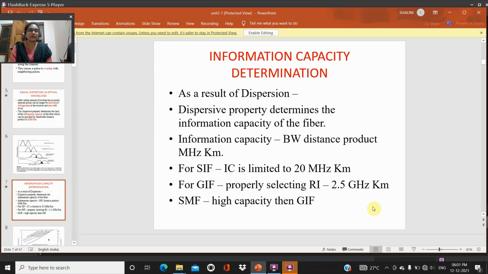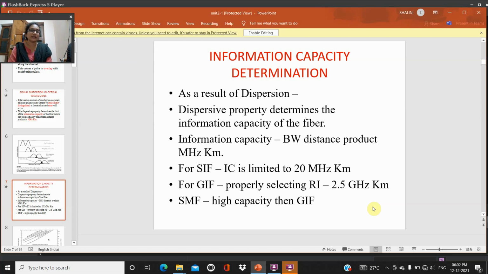Next, information capacity determination. So how can we determine the information capacity? As a result of dispersion, the dispersive property determines the information capacity of the fiber. This information capacity is the bandwidth distance product, megahertz into kilometers. In this broadening of pulses, errors mainly occur, so these errors limit the information capacity. We are limiting the information capacity, meaning we are limiting the bandwidth. So by limiting the bandwidth product we can limit the information capacity.